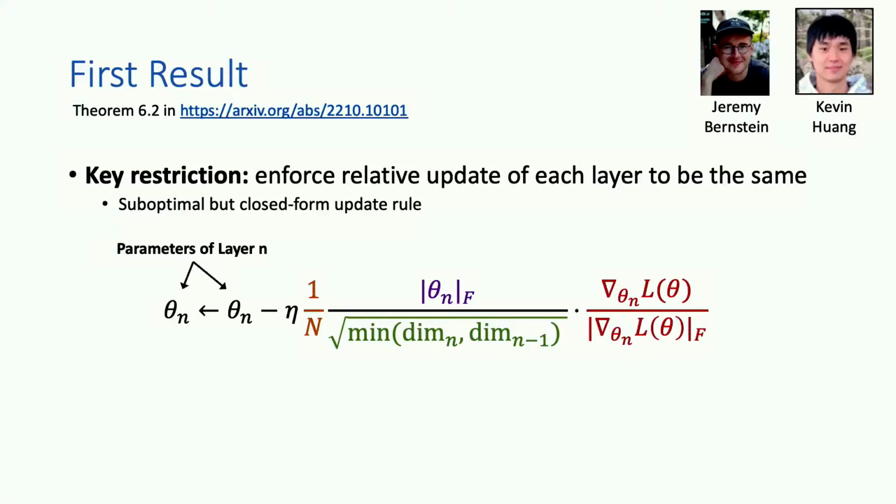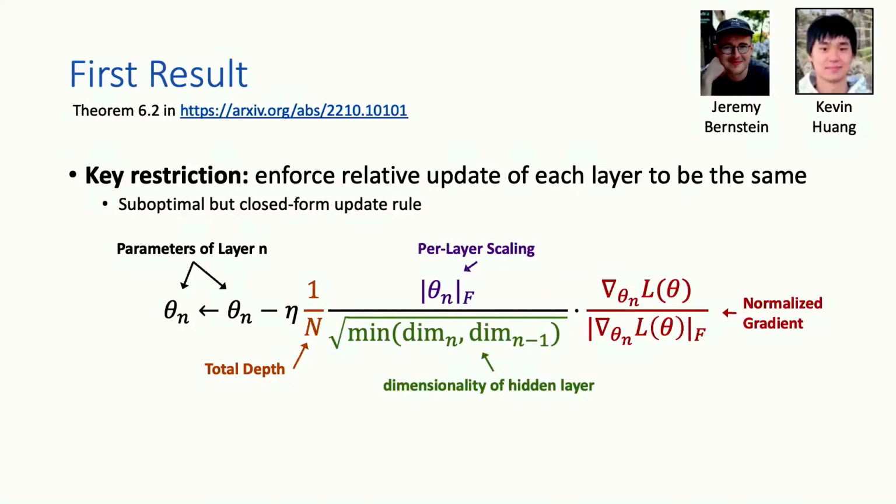optimizer does. So as before, theta sub n is the current iterate of layer n. Capital N is the total depth. The green term is the dimensionality of the 2 adjacent hidden layers before and after. We normalize the gradient, so it's just a unit vector. And then we do per layer scaling. So what this means is that you tune this global step size eta once, and then you adapt this step size to have an adapted step size at each layer.